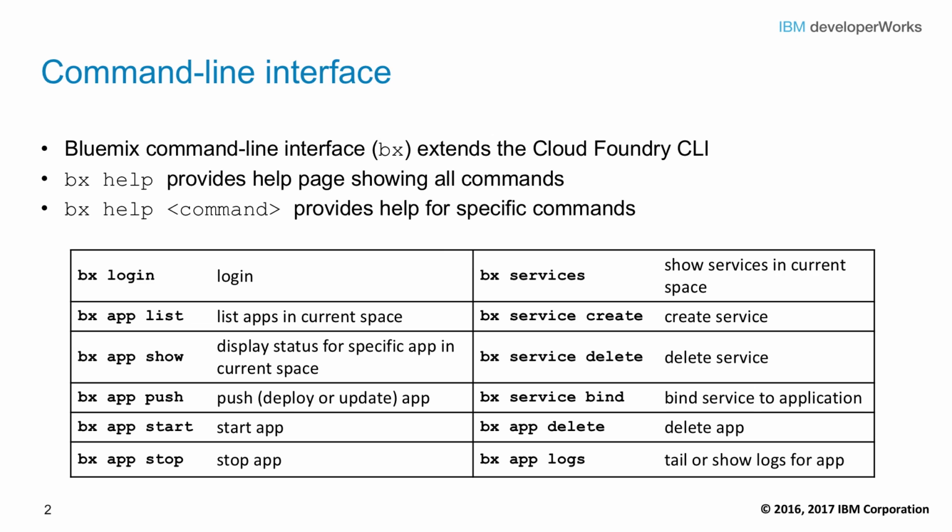The BlueMix Command Line Interface, BX, extends the Cloud Foundry CLI, or CF. To learn more about specific commands that are available for BlueMix CLI, you can use the BX help command. To get details of options for a command, you can use BX help and then the command name. This table shows a number of common commands, including commands for managing applications and commands for managing services.